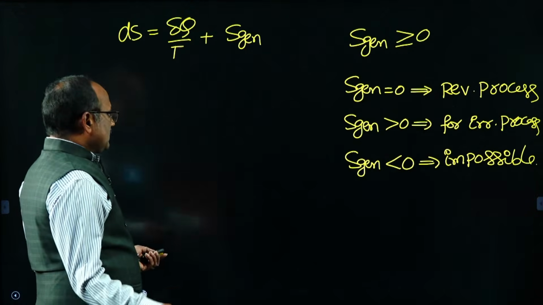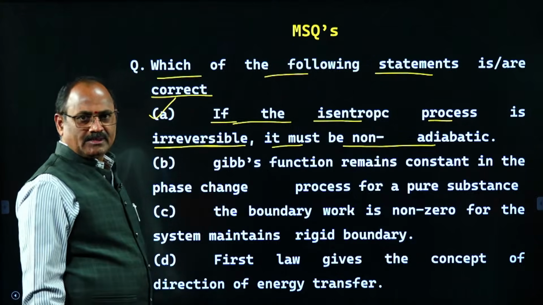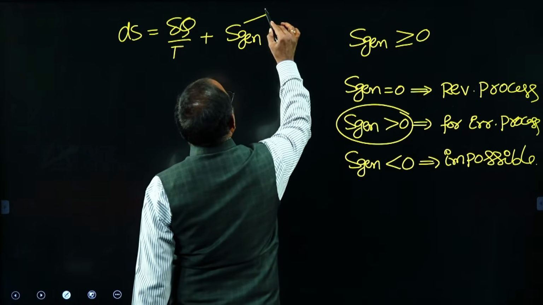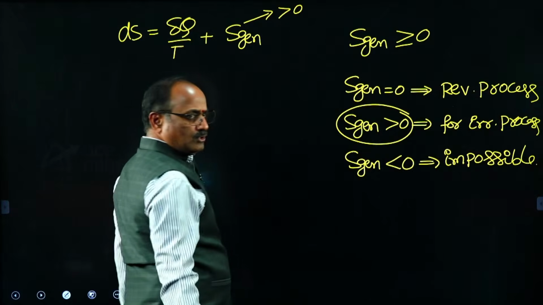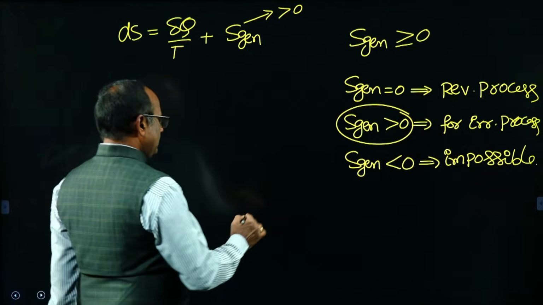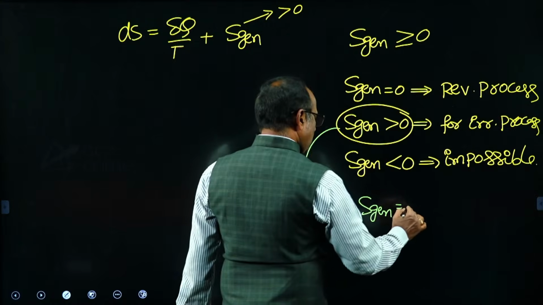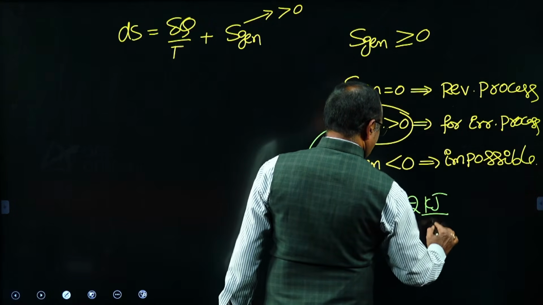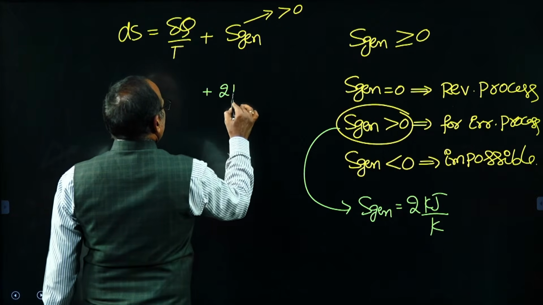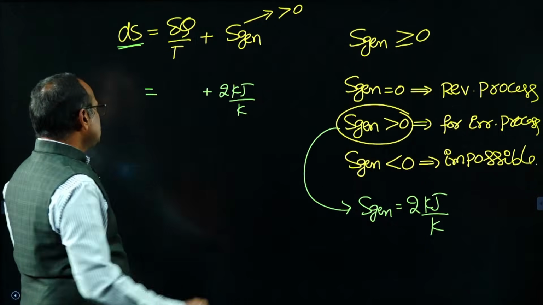Okay? Since the option is asking if the isentropic process is irreversible, it means this entropy generation is more than 0. Let us take some numerical value for your understanding. Since it is an irreversible process, let us take S generation equal to 2 kilojoules per Kelvin. For isentropic process, ds must be equal to 0.